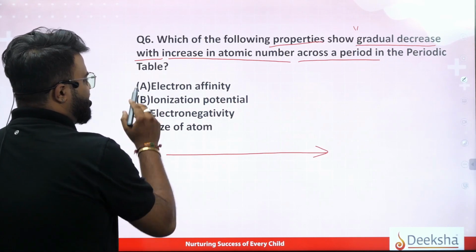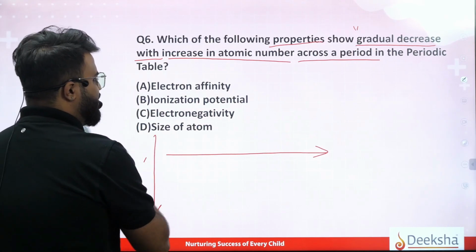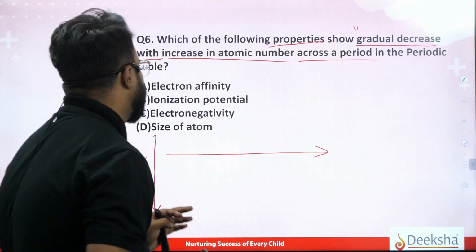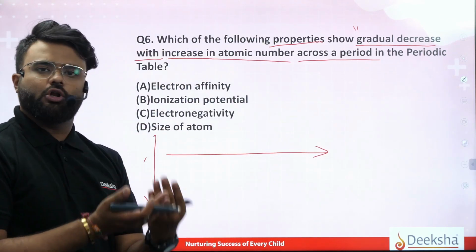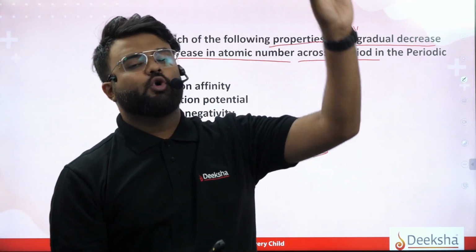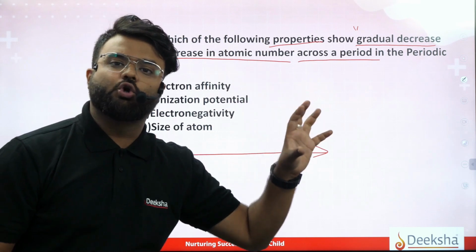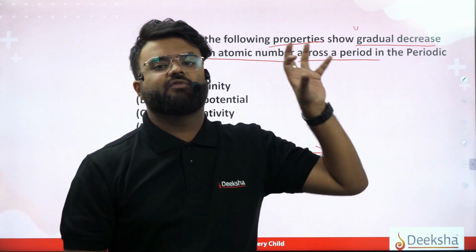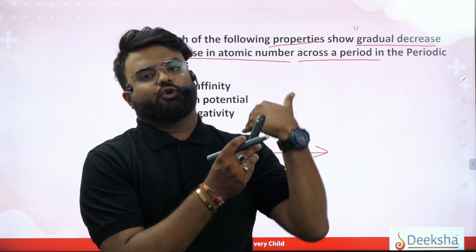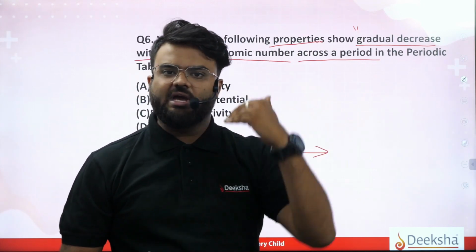So we know that electron affinity decreases down the group. Ionization potential is also the same, and electronegativity is also the same. The most electronegative atom will be the first atom in the first period. As it goes down the group, the electronegativity decreases.